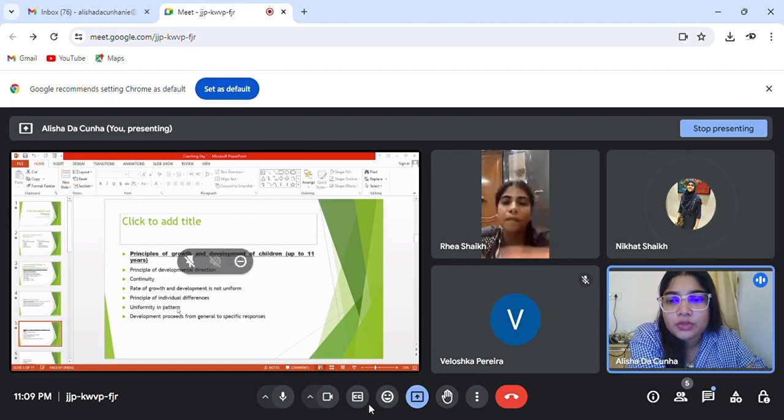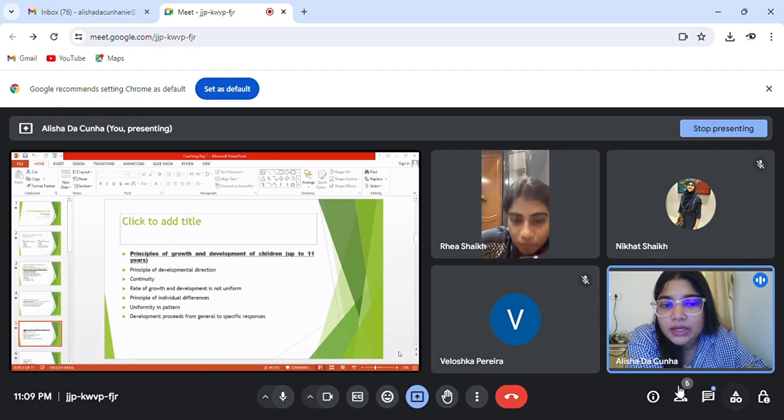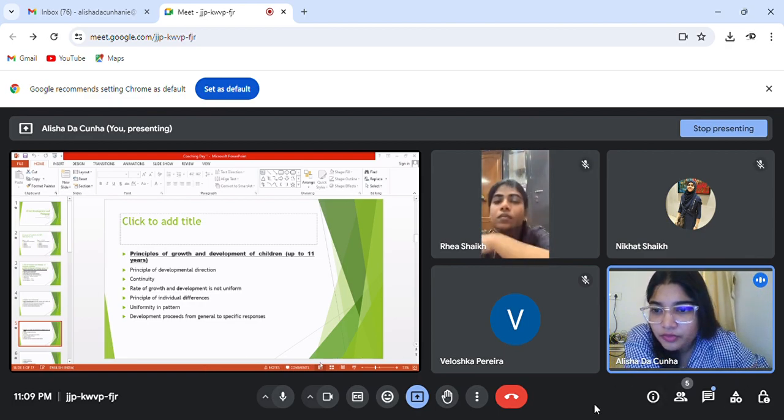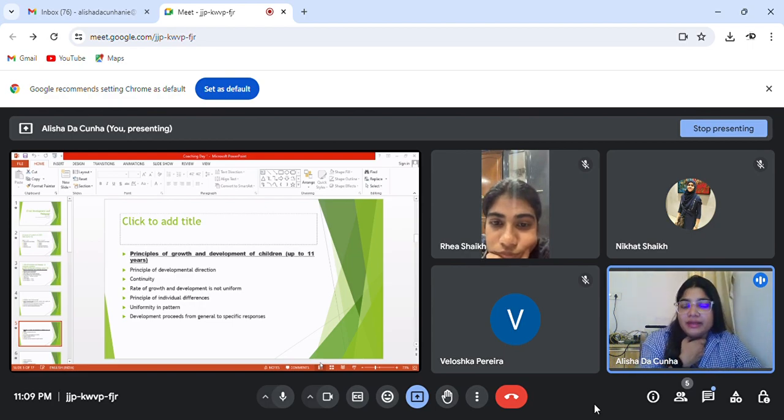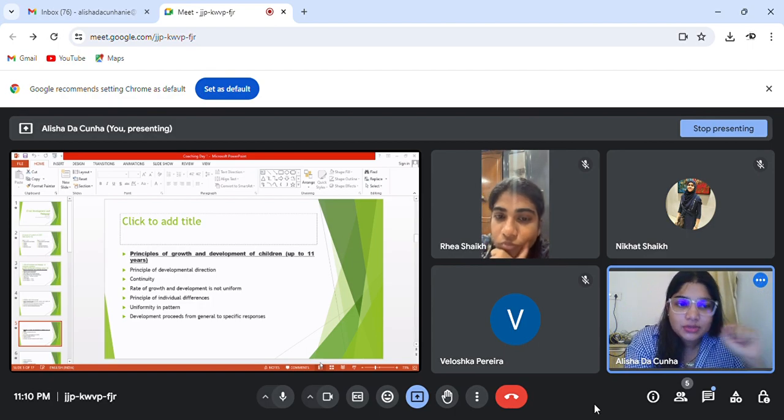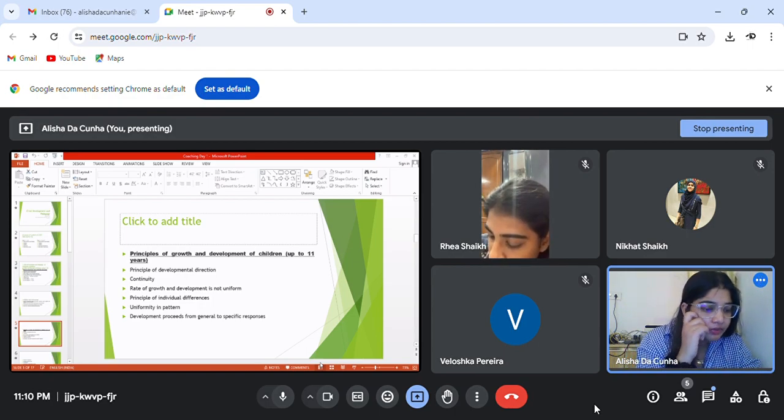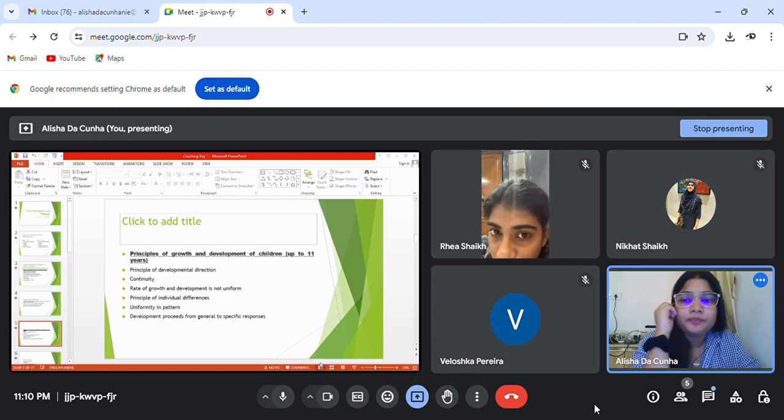Yes, miss. Okay, so when we talk about direction, we are firstly talking about developmental direction. Here we have the two main types of directions that we have to know: the cephalocaudal and the proximodistal. Can you just write it down in your points? We have cephalocaudal and proximodistal principle of direction.